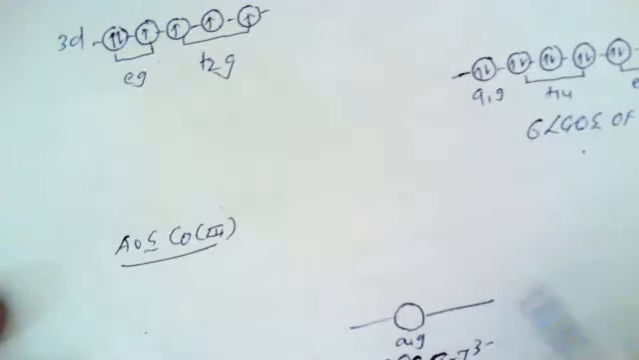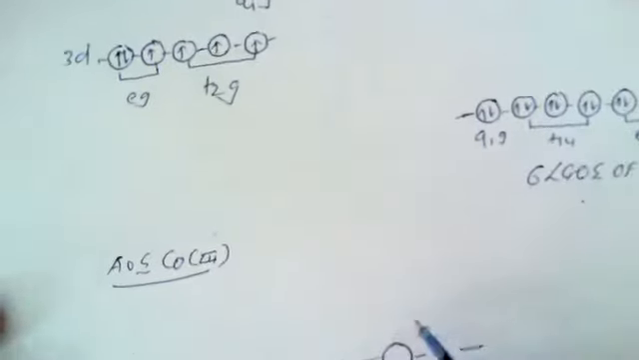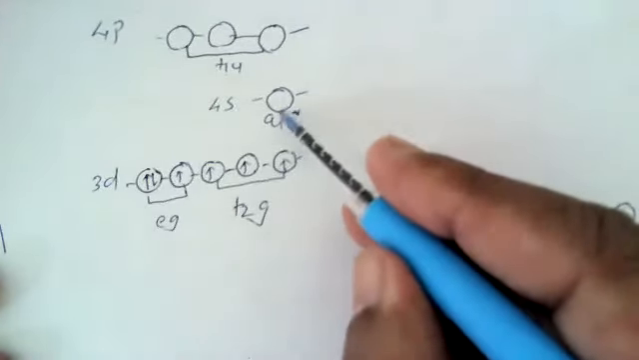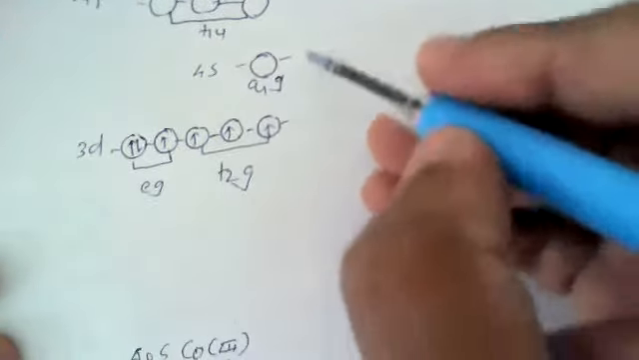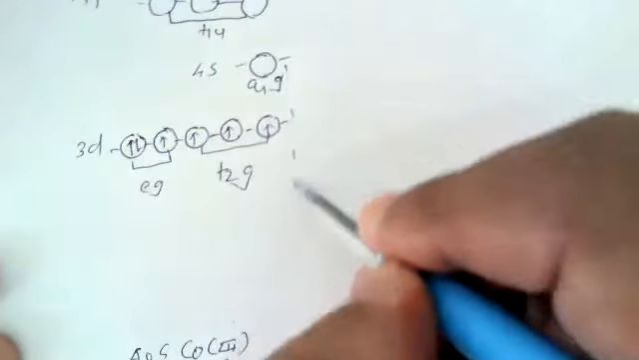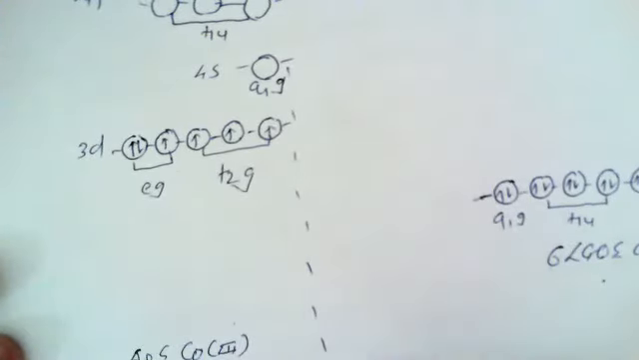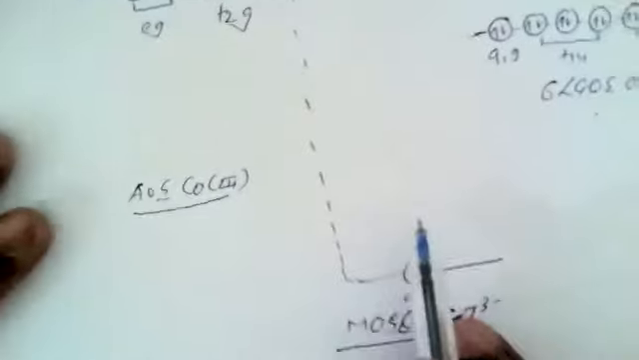Label this orbital as A1G. Now, the A1G side of the metal, that is cobalt, is entirely empty. So we have to show that there is no contribution from the metal side, a dotted line from cobalt.